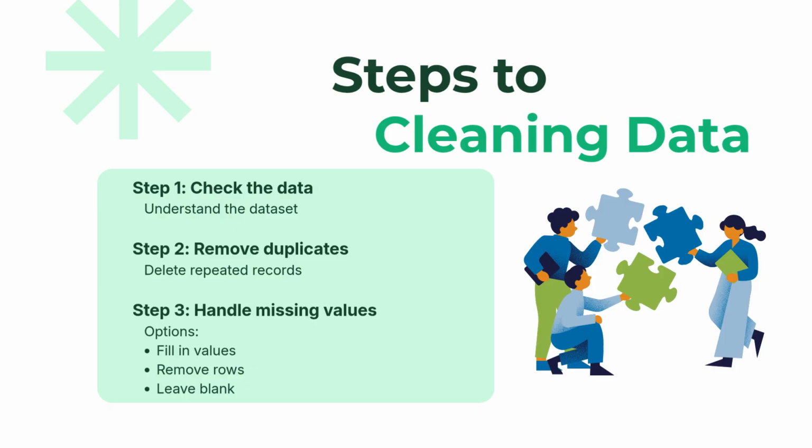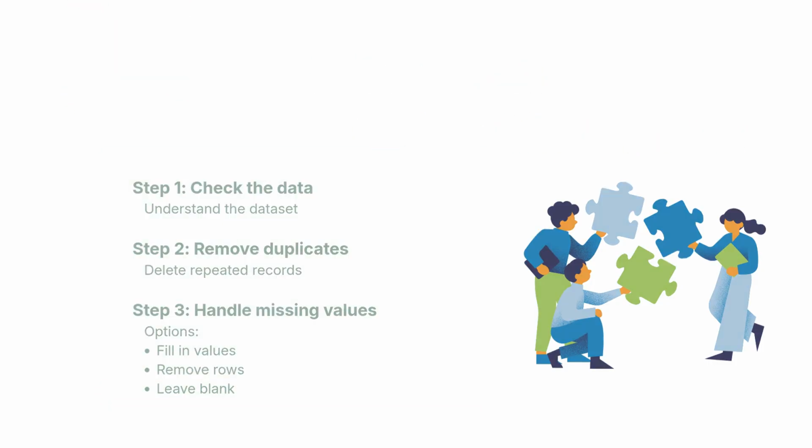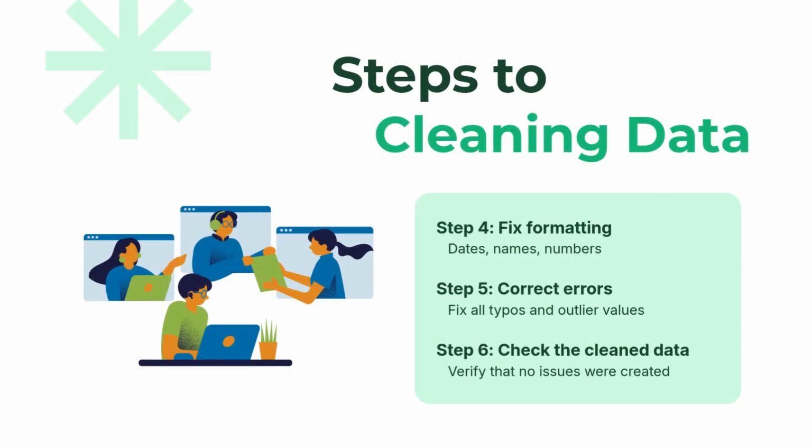Step 3. Handle missing values. Here you have a few choices. You can fill in the missing values, remove the row entirely, or leave it blank. Which option you choose really depends on the situation and how important that piece of data is. Step 4. Fix formatting. Make sure dates, names, numbers, and other fields are consistent by applying the correct formatting throughout. Step 5. Correct errors. This is where you fix all the typos and outlier values that you spotted earlier.